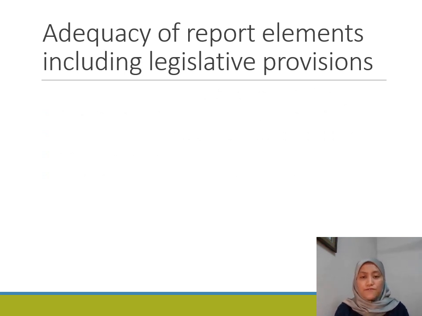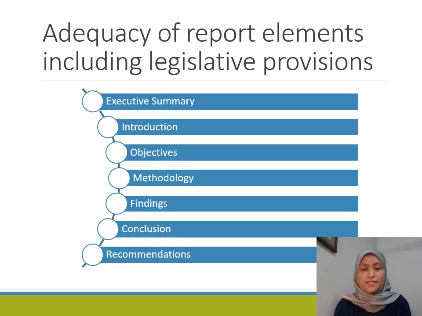Alright, moving to the first aspect, which is adequacy of report elements. Here we can see this report consists of seven elements: executive summary, introduction, objective, methodology, findings, conclusions, and recommendations. By looking at these elements, we can say that the elements in this report are adequate. But how about if we go through them one by one?